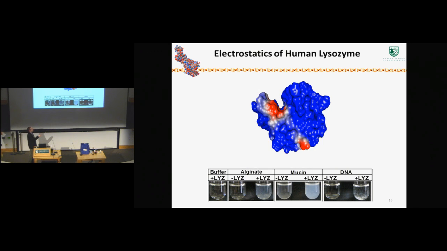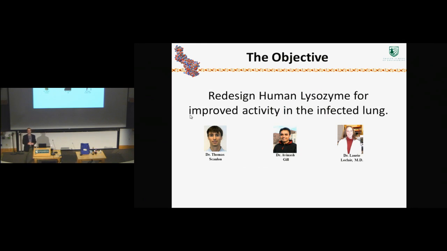You mix a little bit of lysozyme with DNA and you get these white tendrils of precipitate that form rapidly. The idea here is that lysozyme, wild-type human lysozyme, is subject to electrostatic-driven aggregation and inactivation by these biopolymers that accumulate in the infected lung space. So the objective of this project is to redesign human lysozyme so that it exhibits improved antibacterial activity in the infected lung.